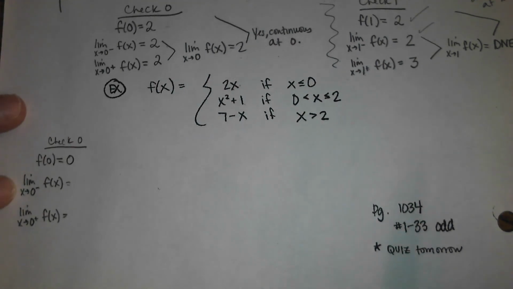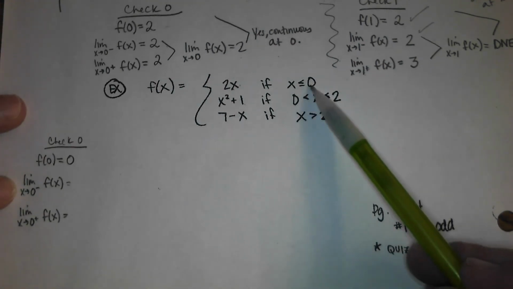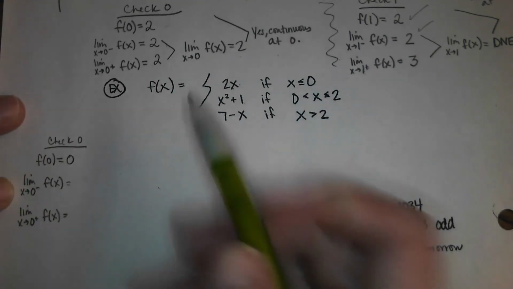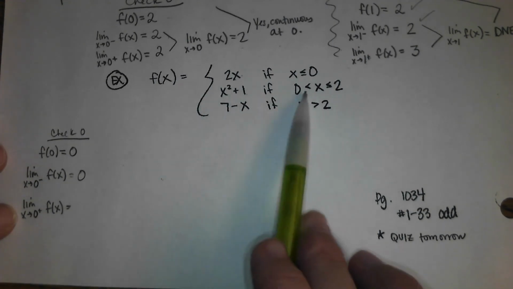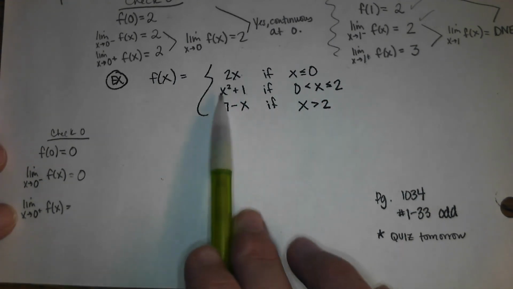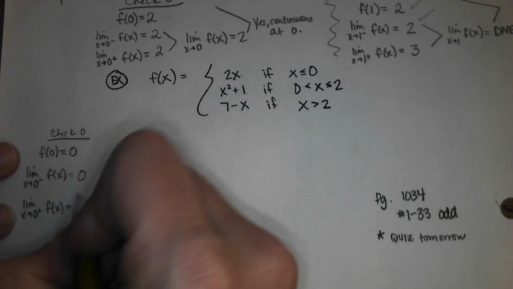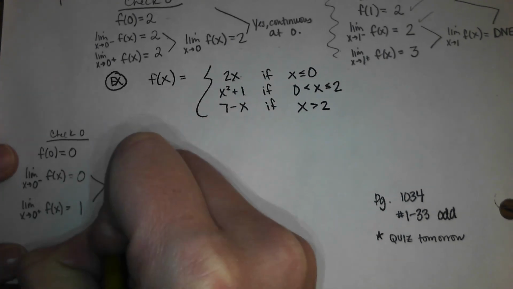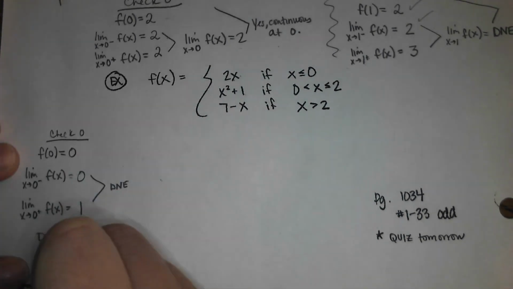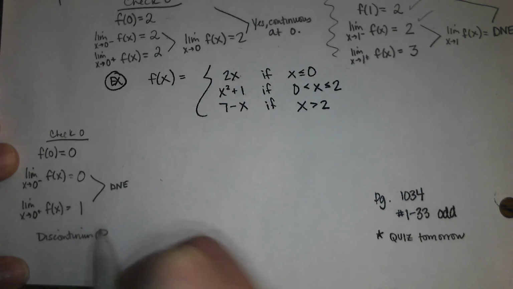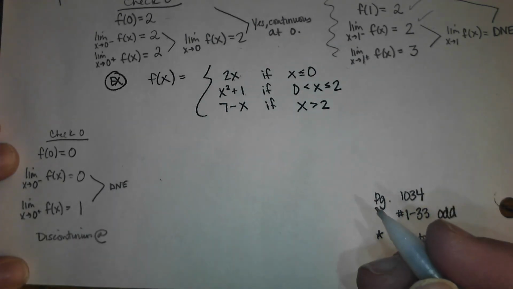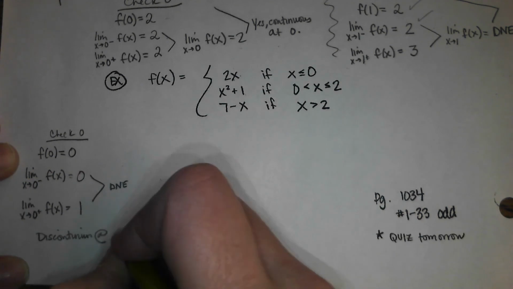If we're approaching from the left, we're plugging into the top equation. Plug 0 into that, you're still going to get 0. Approaching 0 from the right, you're going to plug into the second equation, which is going to give you 0 plus 1, 1. So the overall limit does not exist, so it is discontinuous at 0.